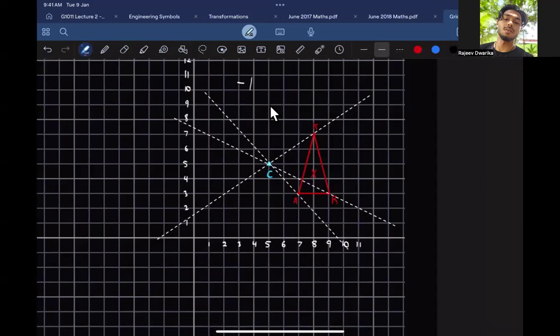If my scale factor was -1, would the size of my shape change? No, it would not change. What would change though is the position. I would have to invert my shape. A negative scale factor means I have to invert my shape. So let me give you an example of what I mean.